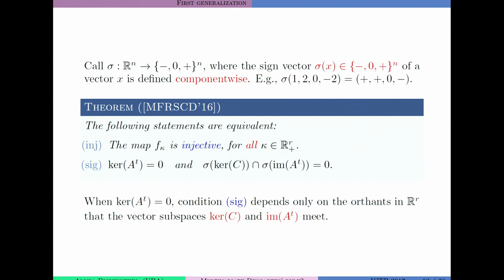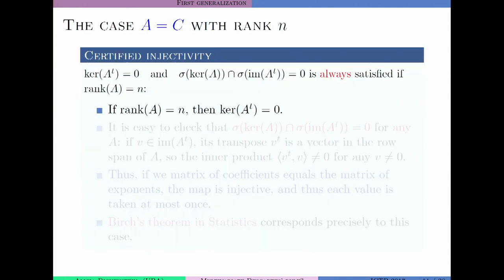Just a comment, when this is zero, this is a question of the rank of the matrix. This condition depends only, as I said, on the orthants that they meet. Okay, there's a case in which we can certify that there is at most one positive root, when A equals C. It could happen that A equals C, okay? If this happens, and the matrix has rank n, this condition is satisfied, as I said. But now we need to look at this other condition, okay? What happens with this condition?